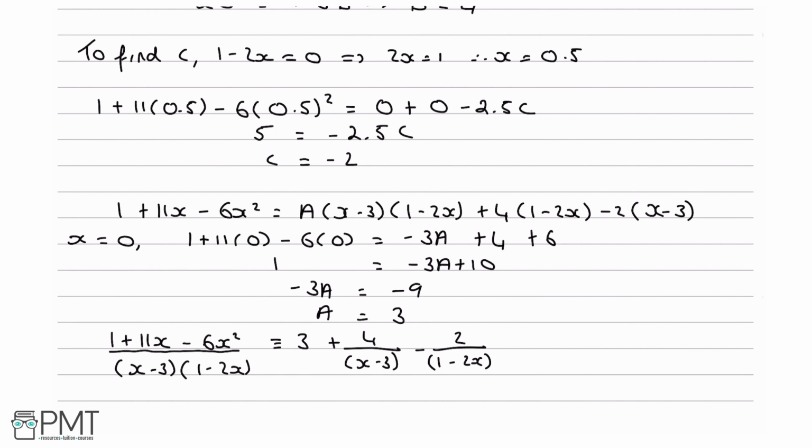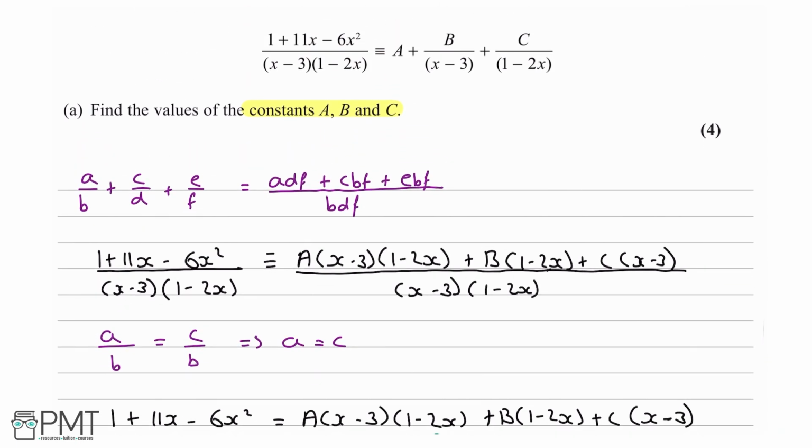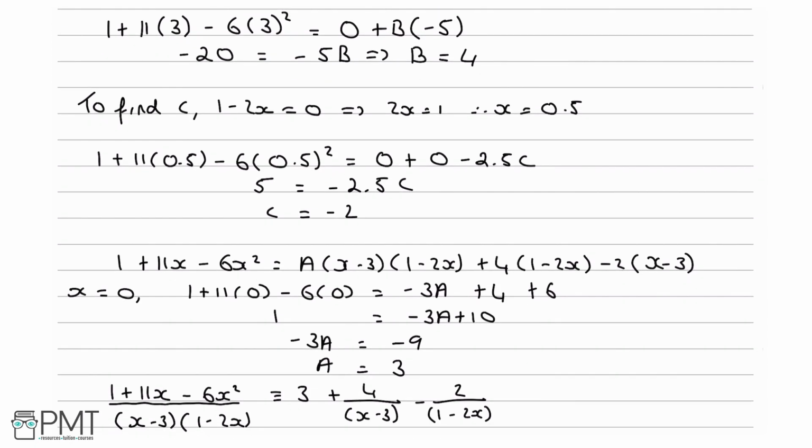So this question is worth 4 marks. Your first mark comes from knowing you need to manipulate the right hand side to get it into this form, to get 1 plus 11x minus 6x squared equals a(x minus 3)(1 minus 2x) plus b(1 minus 2x) plus c(x minus 3). Your second mark comes from getting that a equals 3. You could have done this in a magnitude of ways, but if you've shown somewhere that a equals 3, you get your second mark.